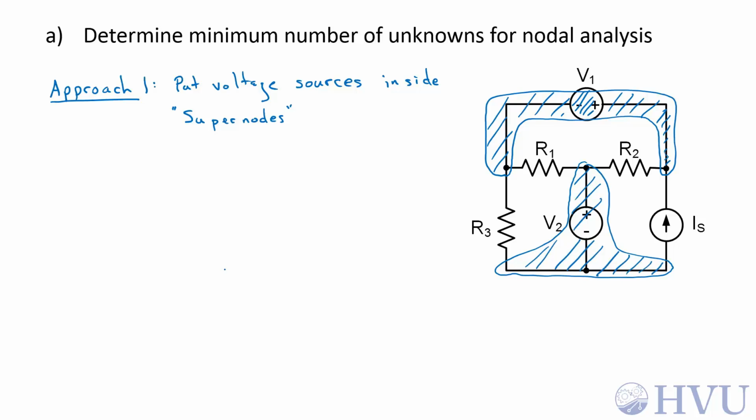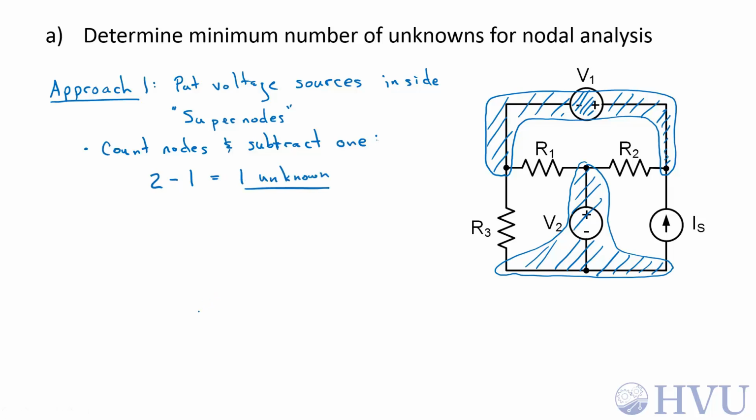After we've created our supernodes, we count all the nodes in the circuit and subtract 1. That gives us our total number of unknowns. There aren't any nodes in this circuit other than the two supernodes. So that gives us 2 nodes. If I subtract 1, then that results in 1 unknown.